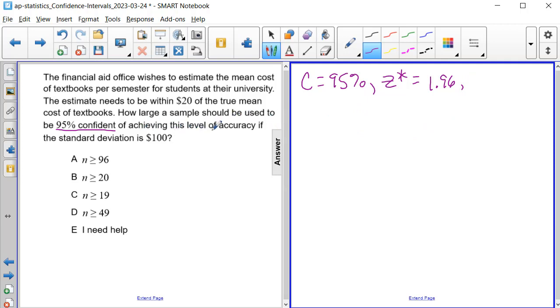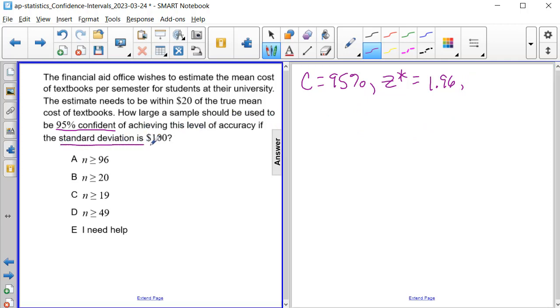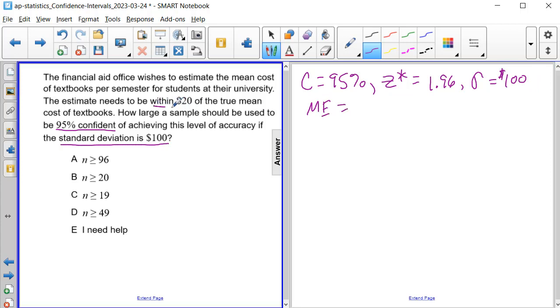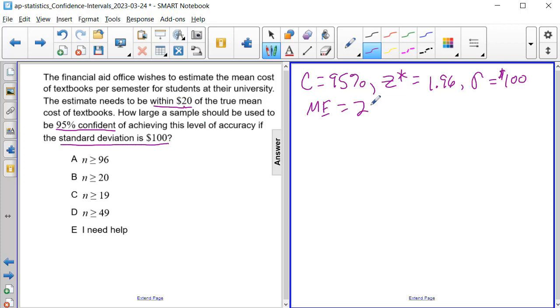We're also told in the question that the standard deviation is $100. So our standard deviation is $100, okay? And we're also told that the margin of error is within $20. So that's the margin of error value. And we need to determine the sample size that's required to become this accurate.